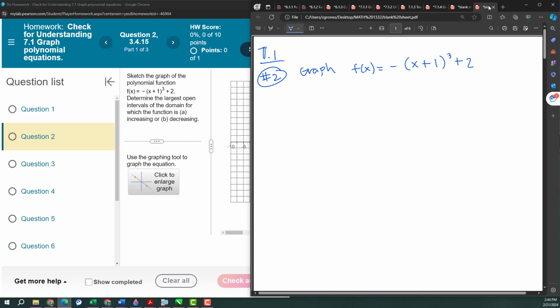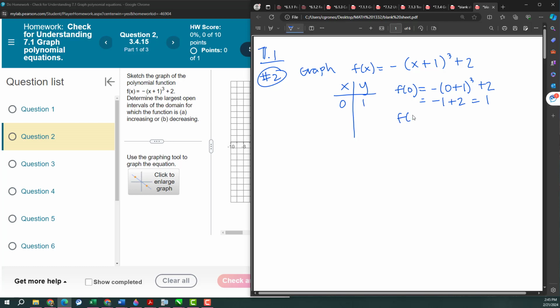So I'm going to make a table for x and y, and I'm going to find some points that are going to be on our graph. I'm going to start with x equals 0. So for f of 0, I get negative 0 plus 1 cubed plus 2. 0 plus 1 is just 1. 1 cubed is 1. But we have our negative, so we have negative 1 plus 2 equals positive 1. Okay, so I've got 0, 1 as 1 point.